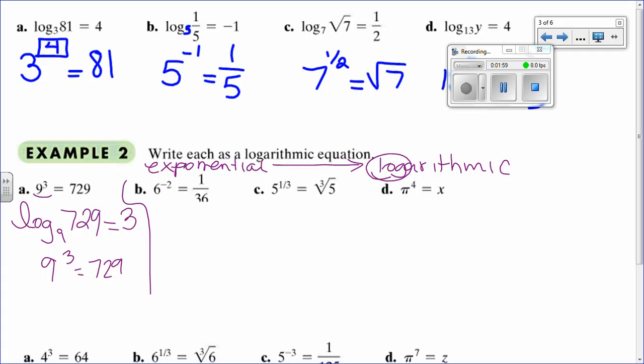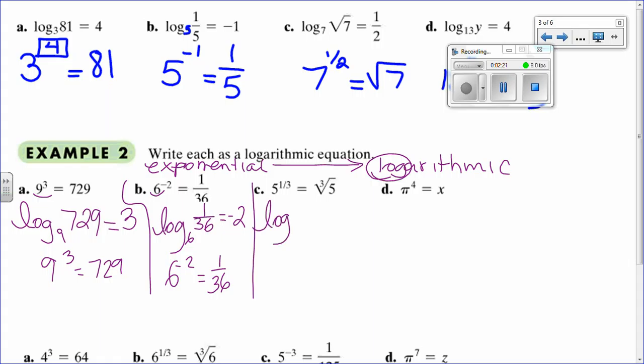The next one, we're going to convert it to logarithmic, so it will be log. Remember, that's the first thing you do. Then you take the base 6 of 1 over 36, and that is equal to negative 2. So that means you will have to raise 6 to the power negative 2 to give you 1 over 36. The next one, of course, first we write the word log. We take the base of the exponential, which is also the base of the logarithmic expression. And now we're taking the log of the cube root of 5, and that is equal to 1/3.